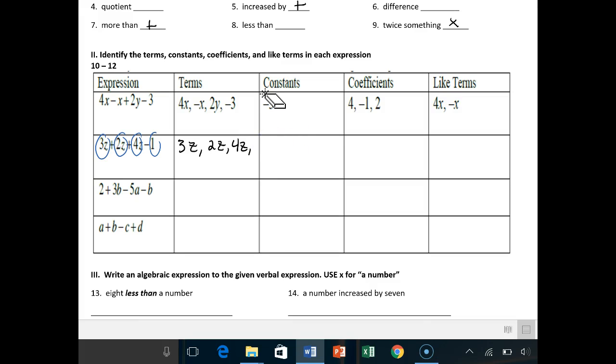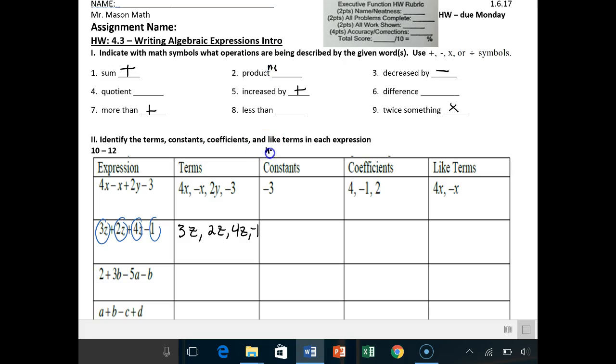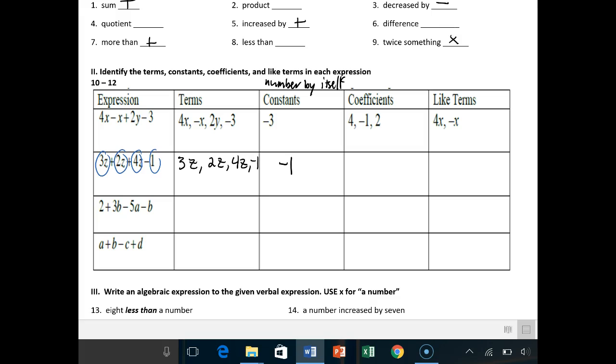Let me rewrite negative 1 so it fits in the box. The constant. A constant is a number by itself. So the constant here is the number by itself, negative 1. And we take the sign with the constant as well. So we don't just say 1, we say the sign in front. If there was a plus sign in front of there, I'd say, oh, it's just 1. Since there's a minus sign, I could go plus and negative and say, okay, that constant is a negative 1.